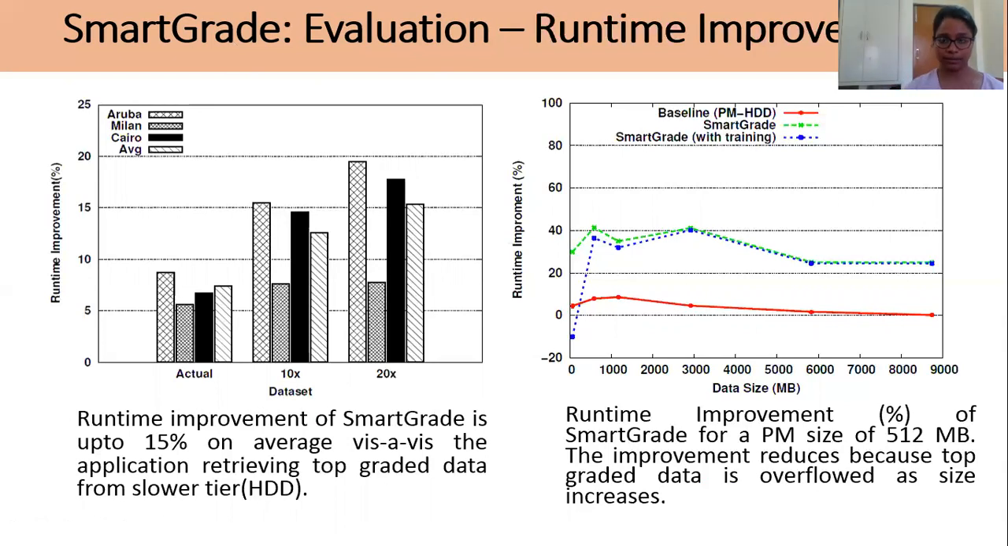Now, as you can see in the right graph, we also handle overflow. Here we have only considered a PM of 512 MB, and we see that when a higher tier overflows, the high grade data is also stored in the hard disk, but the application is still getting just the high grade data. So even though the runtime improvement decreases after a while when the data size is increasing, it is still good because the application is still getting less data. So we also provision for overflow situations.